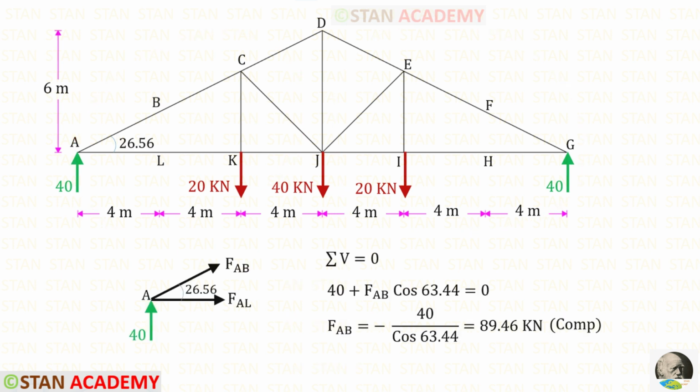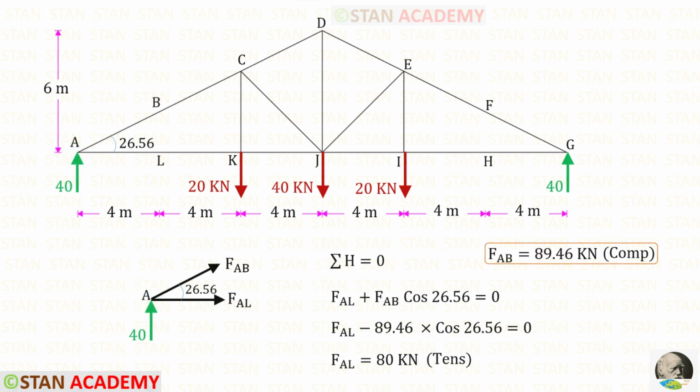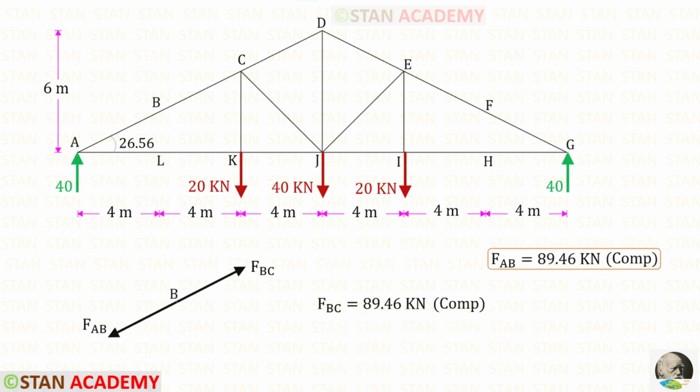Let us take the joint A. In the joint A, using this rule, we can find FAB. Then using this rule, we can find FAL. Now let us take the joint B. We know that the member forces in AB and BC will be same and they will be in the same nature. So for FBC, we can just copy the value of FAB with the nature.